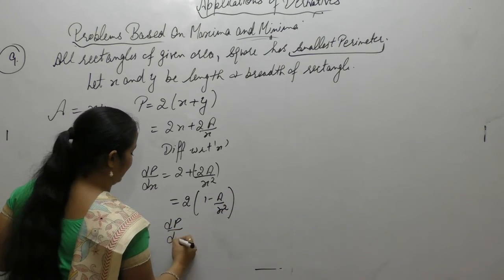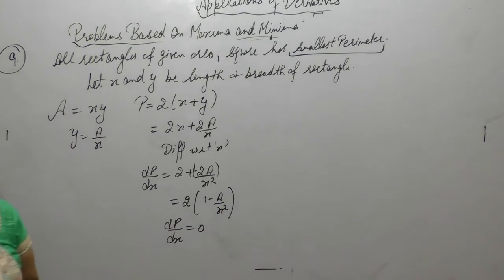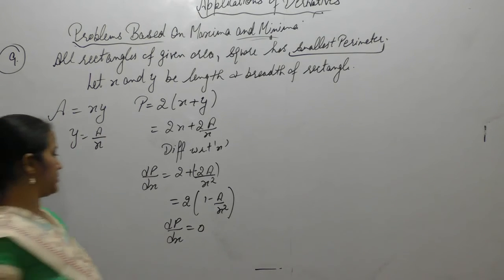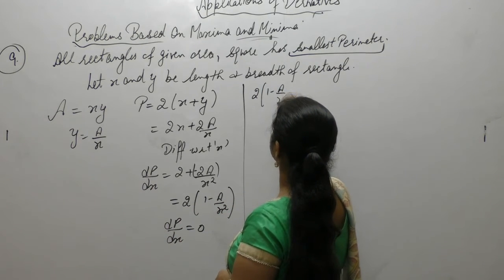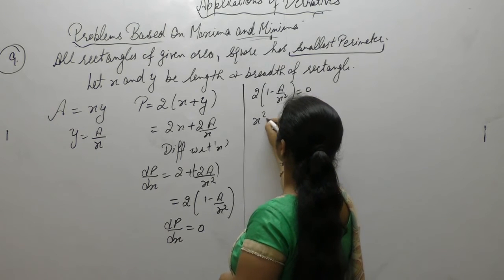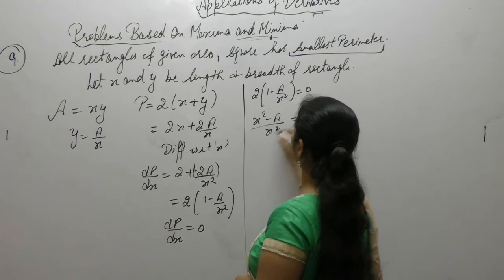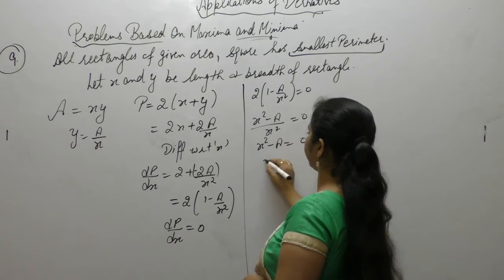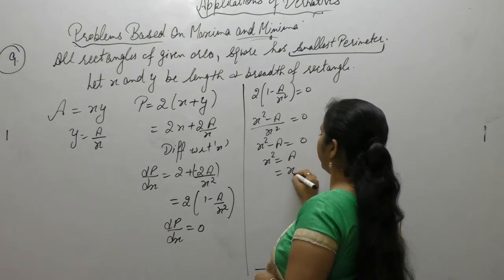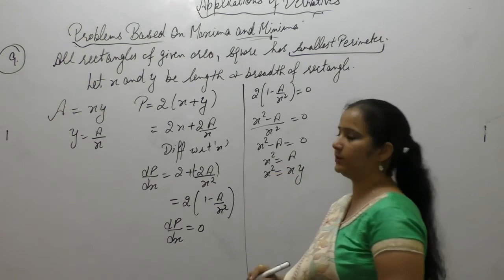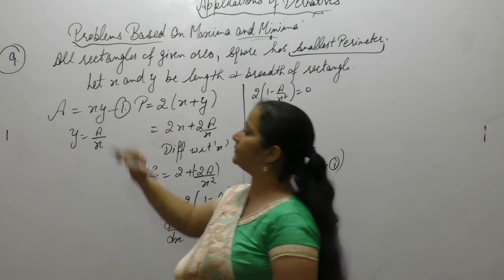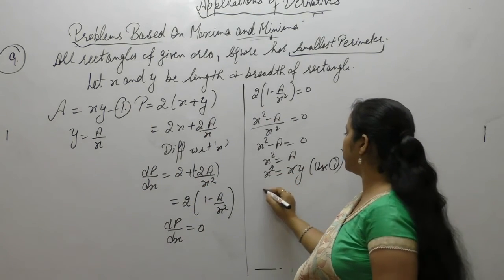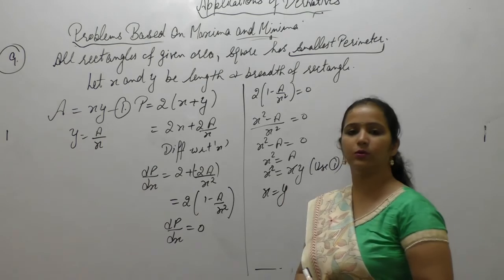Put first derivative equal to 0. So what we get? 2 times (1 minus a upon x square) equals 0. (x square minus a) upon x square equals 0. So x square minus a equals 0. What is the value of a? A is xy. Use 1 here; let this equation be 1. So we get x is equal to y.